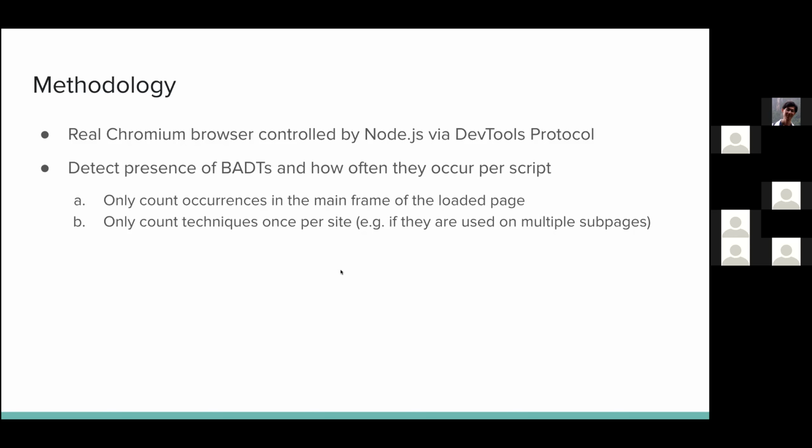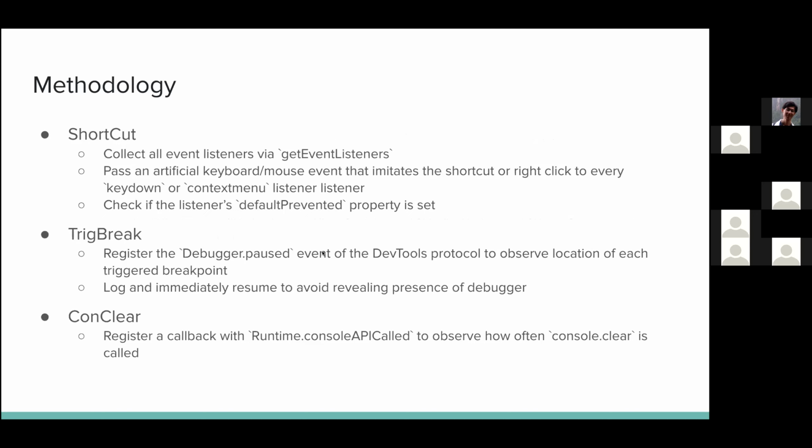Okay, now going on to the actual study. In order to detect these 6 techniques, we mentioned earlier that the JavaScript needs to be analyzed in the browser. So the researchers used a Chromium browser controlled by Node.js, and they used the DevTools protocol, which is an API that allows you to control certain properties. Then they detected the presence of these techniques and how often they occur. Specifically, they only count occurrences in the main frame of the loaded page, not any iframes or additional frames that are added. And they only count the techniques once per site. So for example, if every page uses console clear, it only counts once.